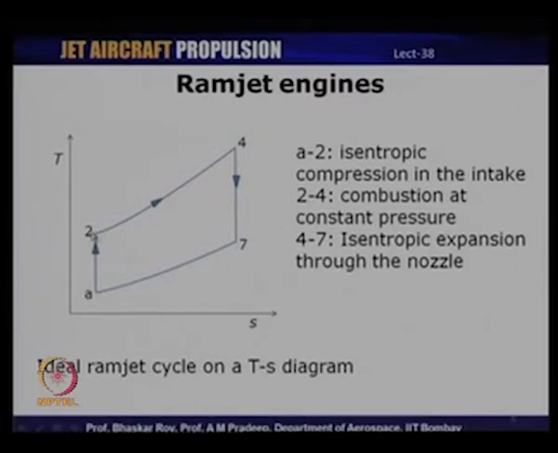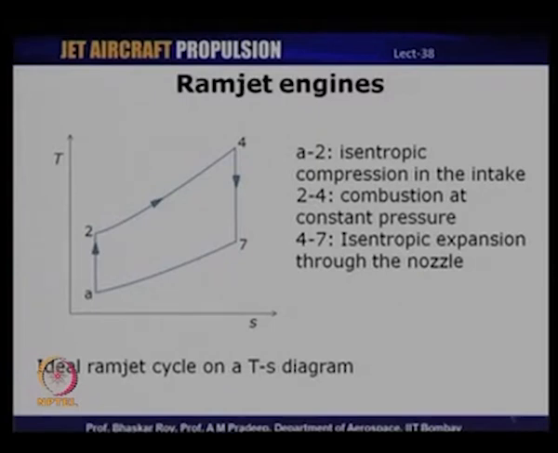So, I have retained the numbering scheme which we have been following throughout the course. A is for the ambient, 2 is for compressor, or in this case just the compression exit, 4 in the case of a jet engine was turbine inlet, here there is no turbine. So, that is the beginning of expansion, and 7 was nozzle exit. You might wonder why I have put this numbering scheme of 2 and then 4, because I have just been consistent with what we have used earlier.